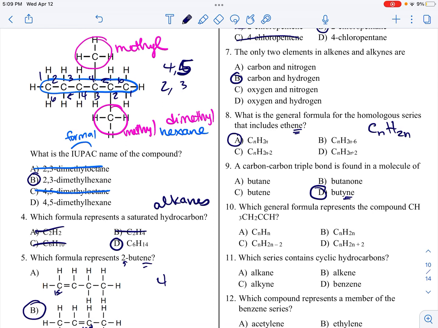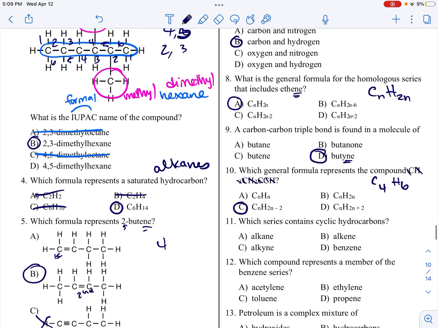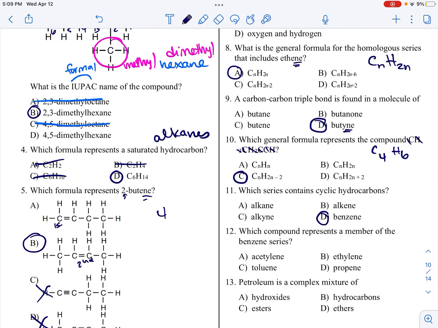Okay, so CH3, so that would be 1, 2, 3, 4 carbons, 1 or 3, 5, 6. So that's going to be double the carbons would be 8 minus 2. So that would be an alkyne. Cyclic hydrocarbons, benzene, toluene, looks like this. Alternating double bonds. Benzene, yeah, there we go.